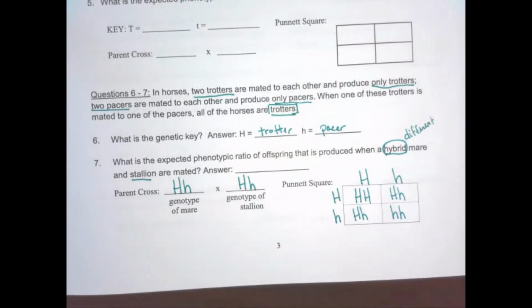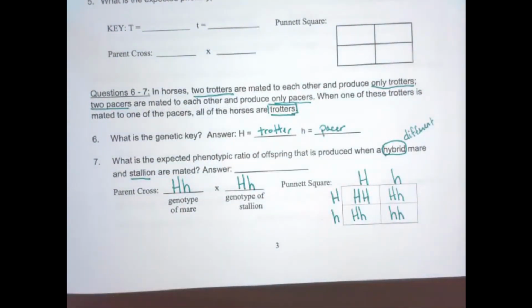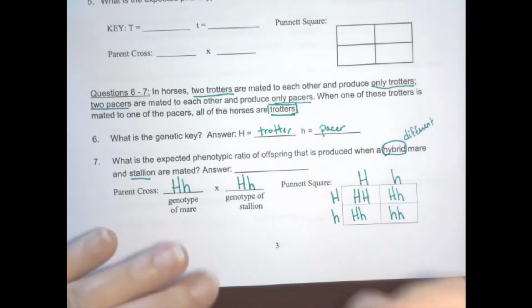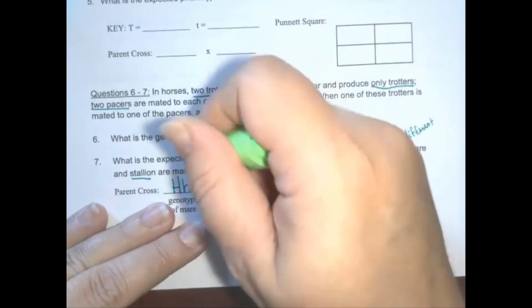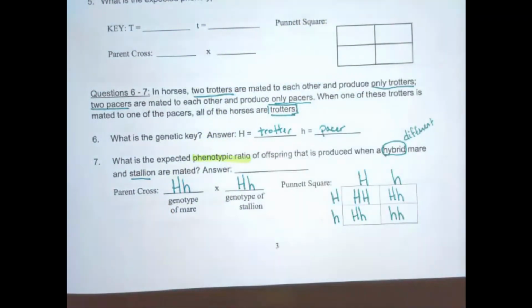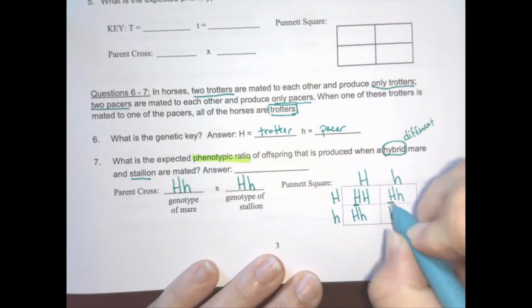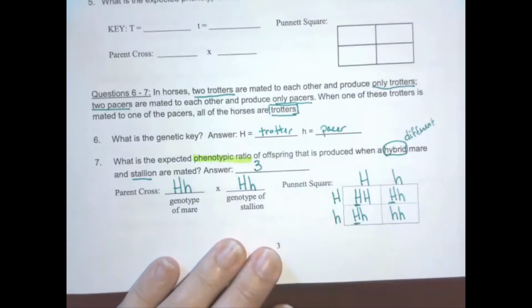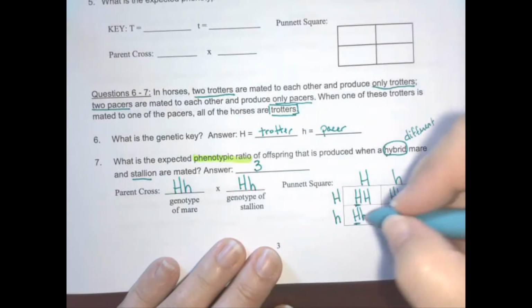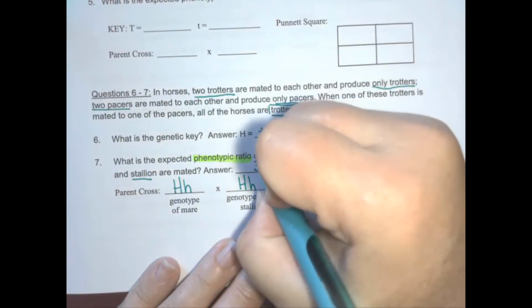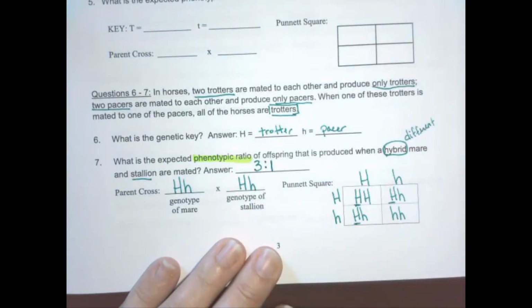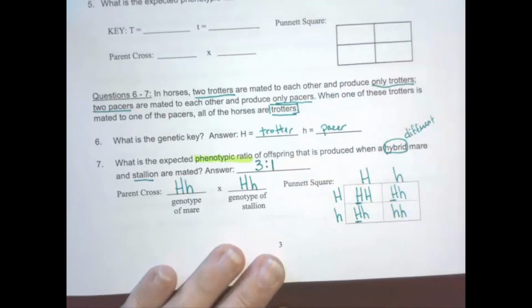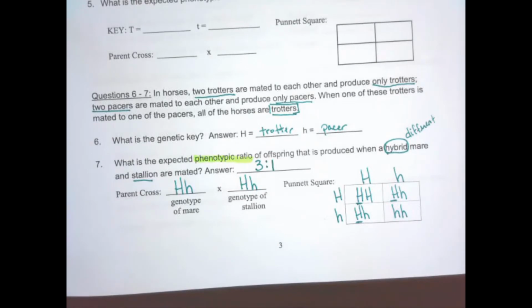So what is the phenotypic ratio? In this particular case, they wanted the phenotypic ratio of the offspring. All right. So since there are big H's in 3 of these boxes, 3 of them would be trotters. So you always put the dominant first. So I've got 3 trotters and I have 1 pacer. So the ratio would be 3 to 1. Okay. So this is how you're going to end up doing your problems.